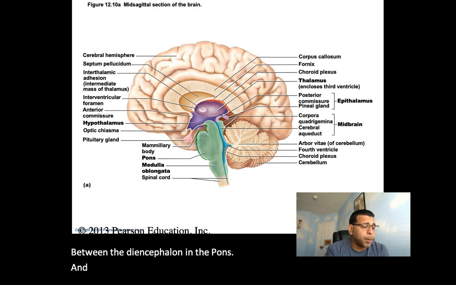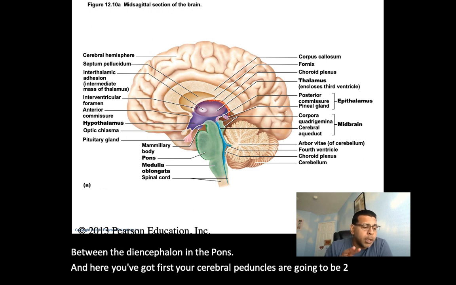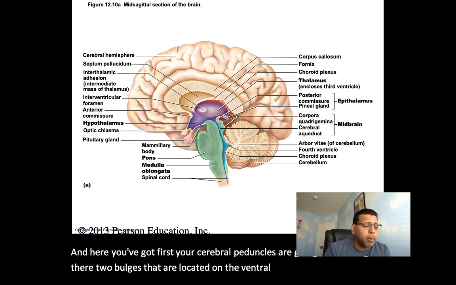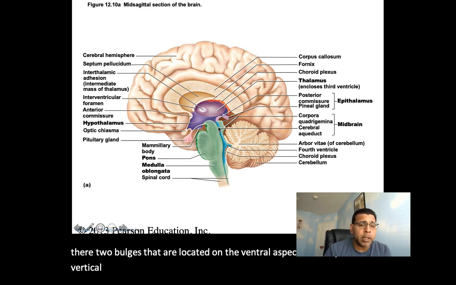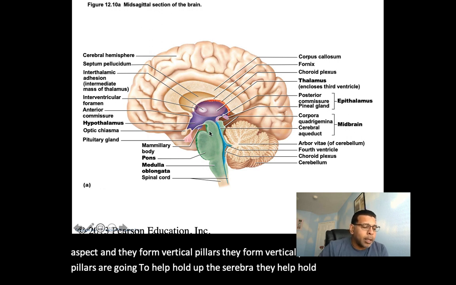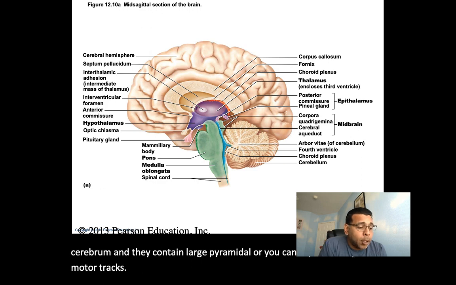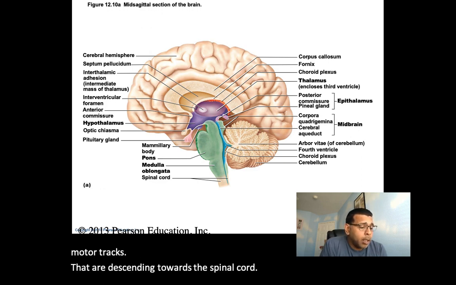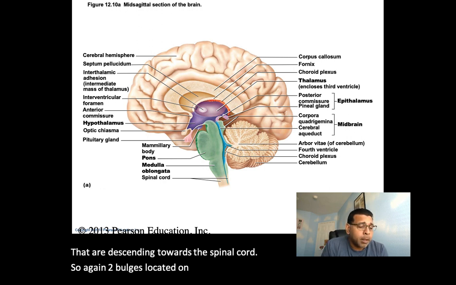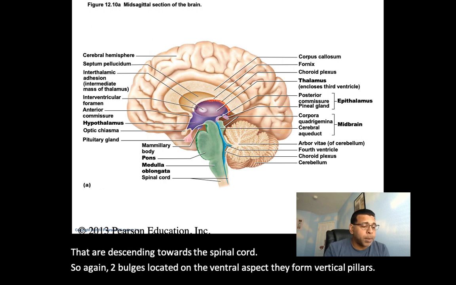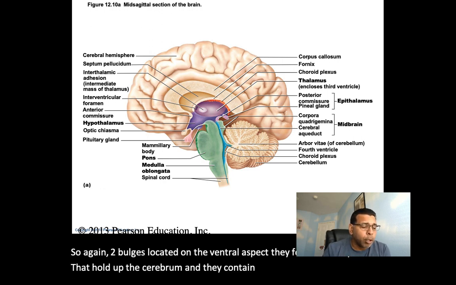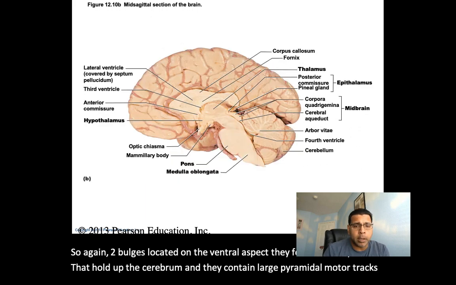And here you've got first your cerebral peduncles. Your cerebral peduncles are going to be two bulges located on the ventral aspect, and they form vertical pillars. These vertical pillars help hold up the cerebrum. They contain large pyramidal, or you can say corticospinal, motor tracts that are descending towards the spinal cord. So again, two bulges located on the ventral aspect, forming vertical pillars that hold up the cerebrum, containing large pyramidal motor tracts descending towards the spinal cord. So let's look at that in greater detail.